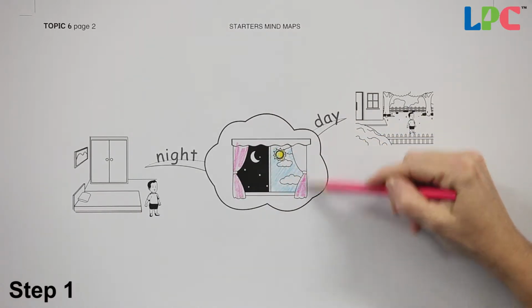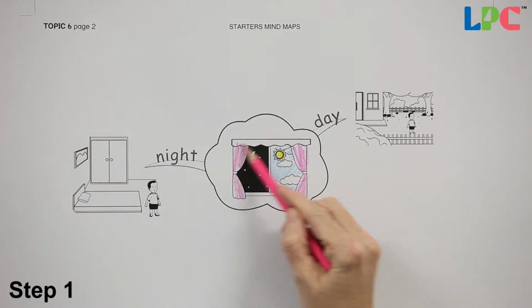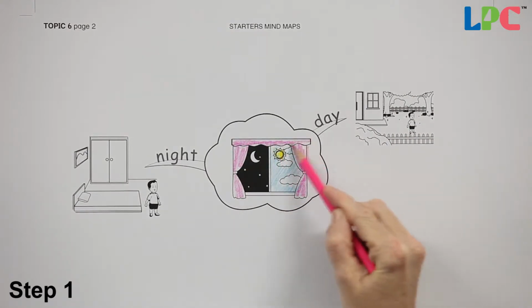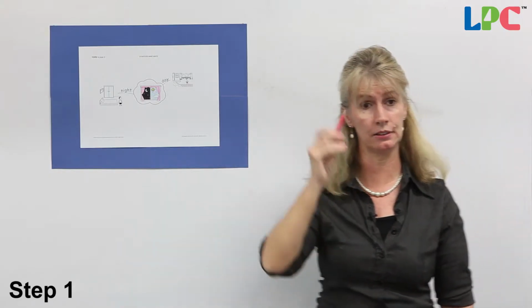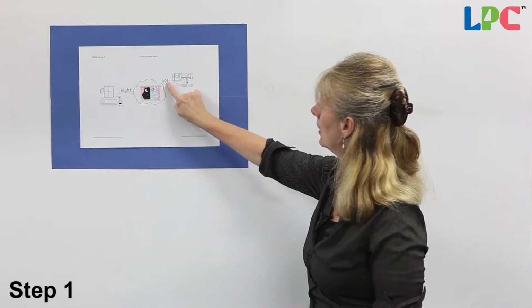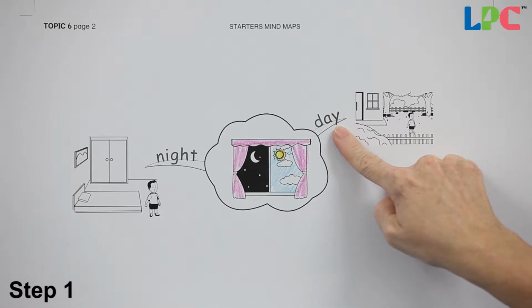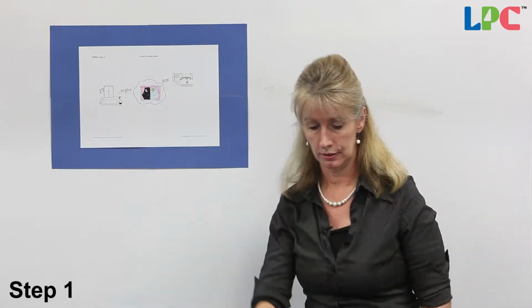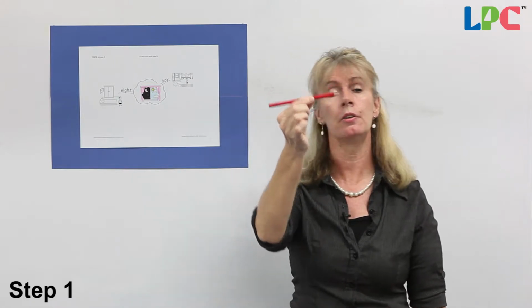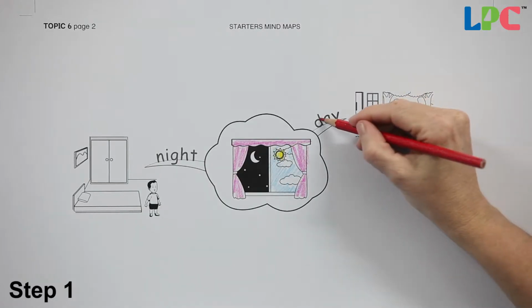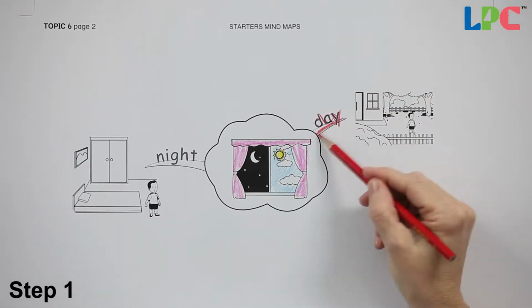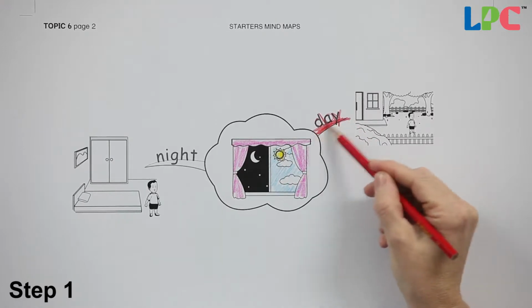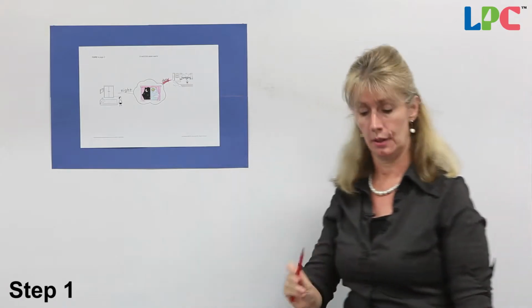Night and day. And pencils down. Good. Look. Day. With your red pencil, write day. D-A-Y. And color red. Day. Pencils down.